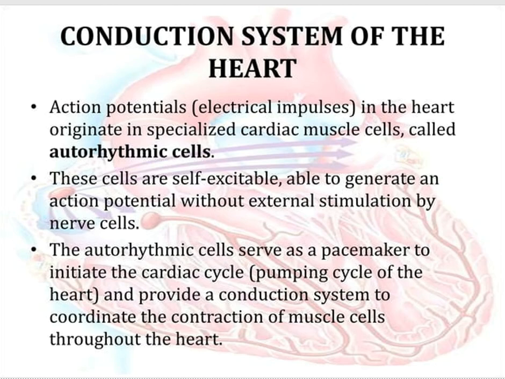The next thing in the conduction system of the heart is the action potential. These are also called the autorhythmic cells. These are automatic, not under our control, and they work without external stimulation. As I've told you, there is no involvement of nervous impulse transmission here. The heart has its own supply, which is autorhythmic.